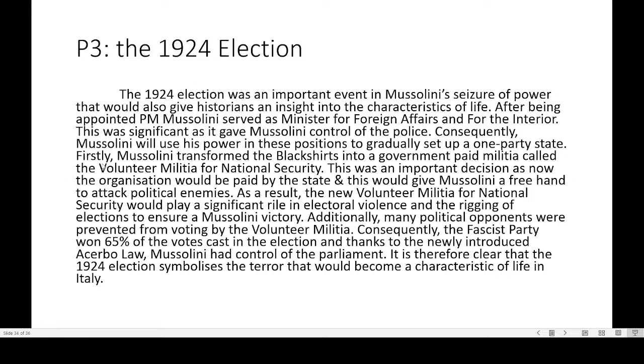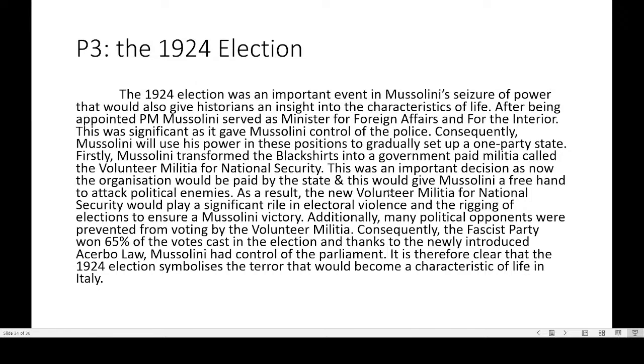Firstly, connective word, Mussolini transformed the black shirts into a government-paid militia called the Volunteer Militia for National Security. This was an important decision as now the organisation would be paid by the state, and this would give Mussolini a free hand to attack political enemies. So I'm thinking back, in my introduction I provided a structure that I'm going to talk about how Mussolini used terror and how that defined the characteristics of life. So I'm linking this 1924 election back to terror and how that became a characteristic of life. I'm not just detailing or telling the story about this election.